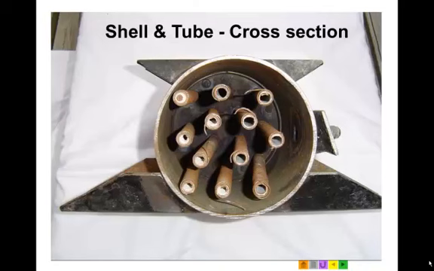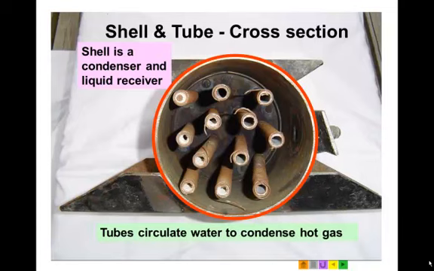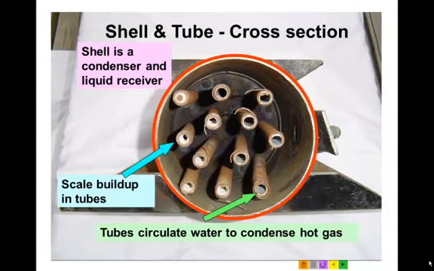Here's what it looks like inside. The shell is a condenser and liquid receiver. So it becomes a condenser / liquid receiver. The tubes circulate water to condense the hot gas. So we have water flowing in the tubes and the shell has the refrigerant. Scale will also build up in these tubes from mineral deposits from the water.